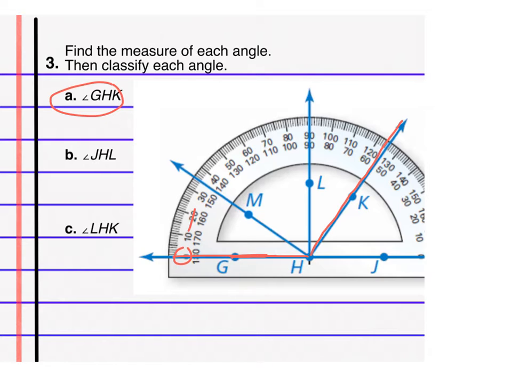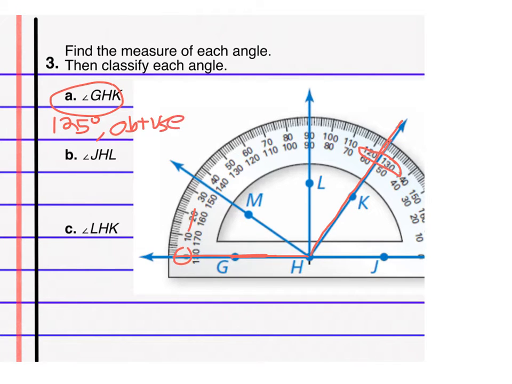So I'm going from 0, I'm using the upper numbers. So it looks like I'm between 120 and 130, pretty much exactly halfway. So I would say 125 degrees. To classify, you want to think acute, right, obtuse, or straight. This is bigger than 90, so it's obtuse.